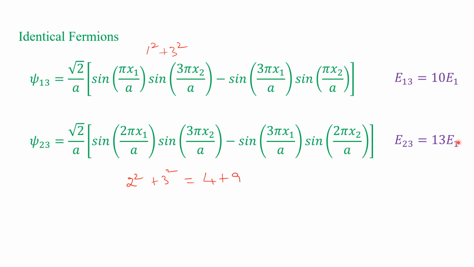Here also we have to do that process. You take the second order partial derivative with respect to x1 and x2, you will get the total energy. So it's a very simple question. So we have seen the energy eigenvalues of identical fermions also.